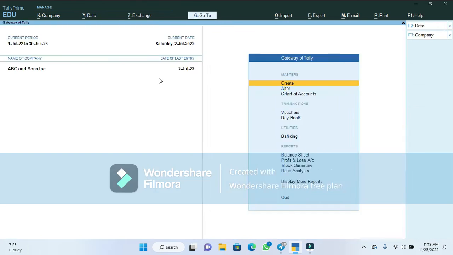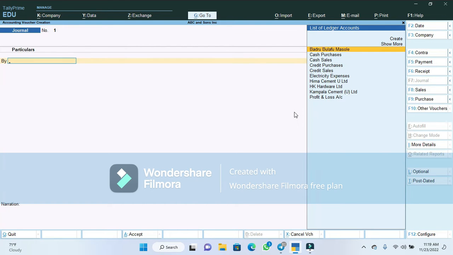Go back to the gateway of Tally. Now that we've created the accounts, the next step is to receive the cash from the sale of shares, given Badru purchased 100,000 shares from our company at a rate of 500 Ugandan shillings. We are going to record a receipt of 50 million Ugandan shillings by going to vouchers, enter.